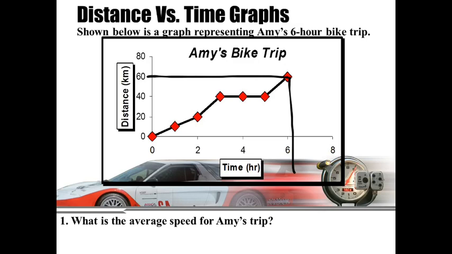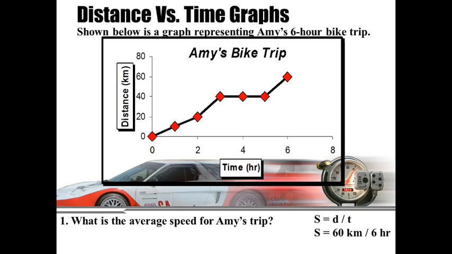Knowing that, plugging it into the formula, speed is distance divided by time, 60 divided by 6. You do the math, it comes out to 10 kilometers per hour. I'm hoping that was very easy for all of you.